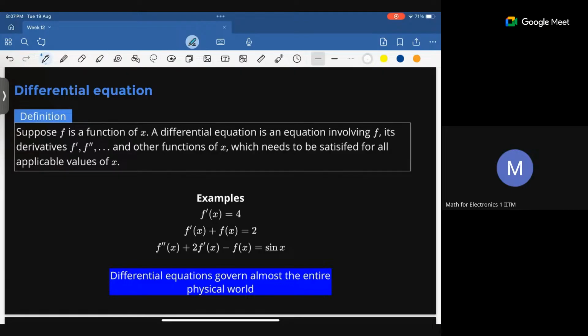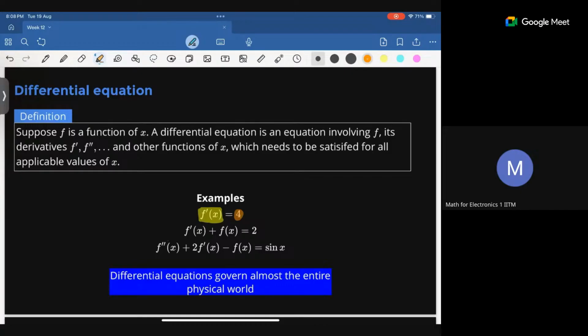Right, so the very first example is f prime of x minus 4 is equal to 0. This equation has the first derivative of f of x and some constant. Overall it forms an equation, f prime of x minus 4 is equal to 0. So we will try to solve that equation and try to get f of x. Once the differential equation is given to us, we will try to find the function by solving the differential equation. For that, we are trying to understand what a differential equation is.